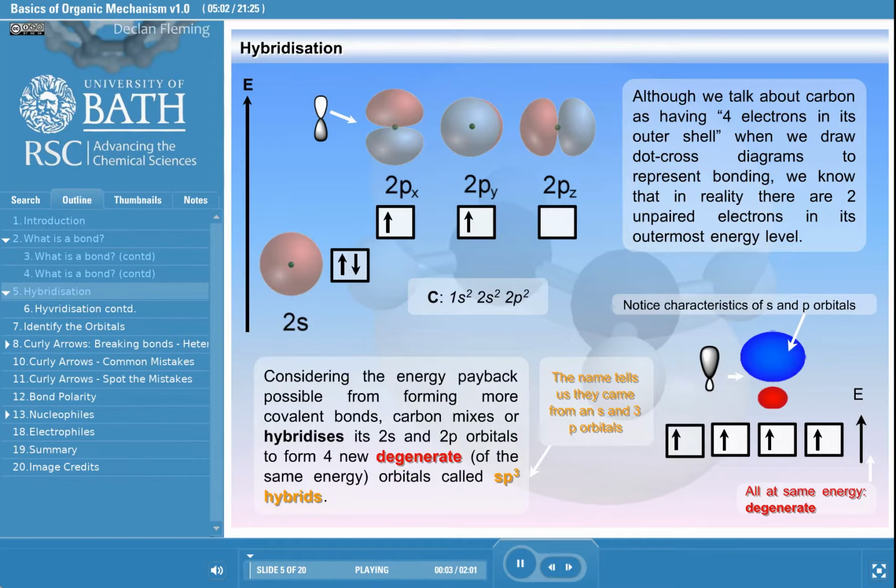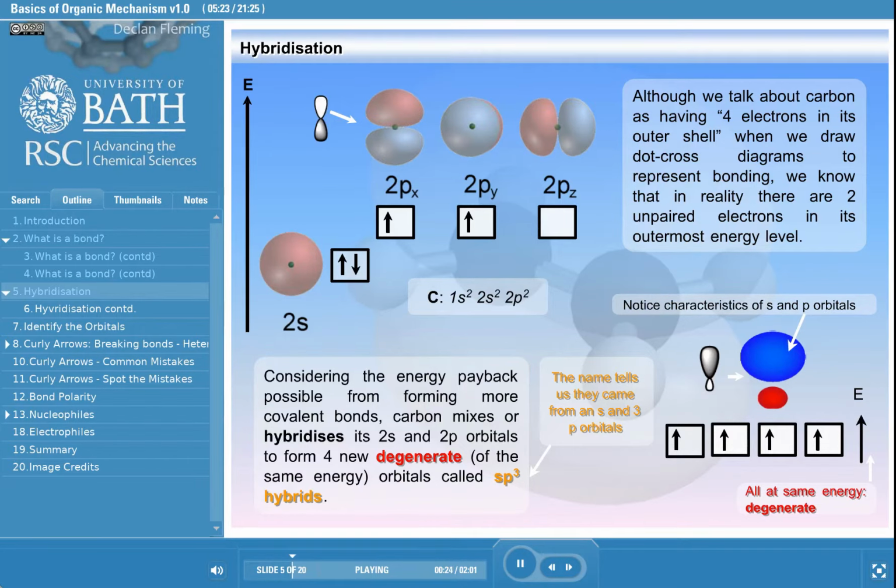Obviously, organic chemistry revolves around carbon, so it would be useful to talk about the way in which it bonds. At GCSE, you would have explained the bonding in methane by saying that carbon has 4 electrons in its outer shell, and drawn a dot-cross diagram to explain the rest. At AS level though, you learnt that that was not the whole story.